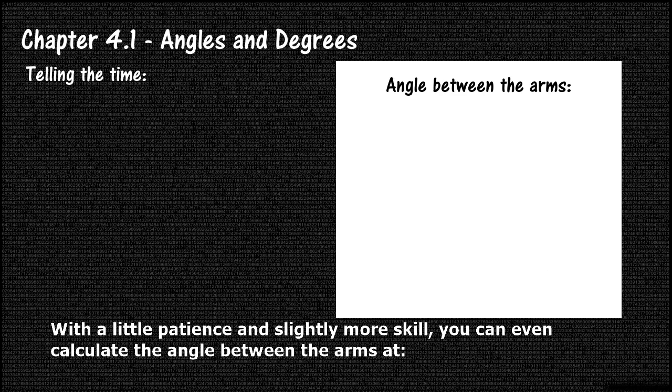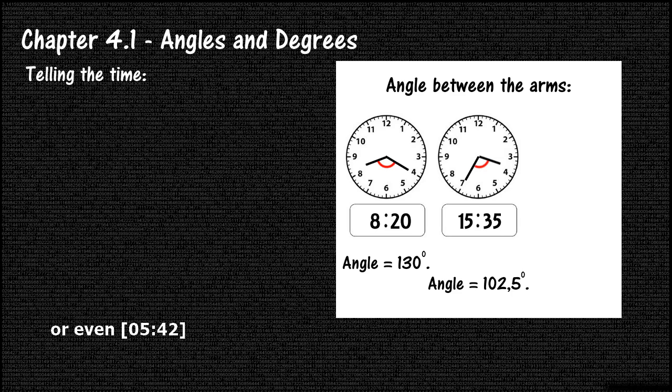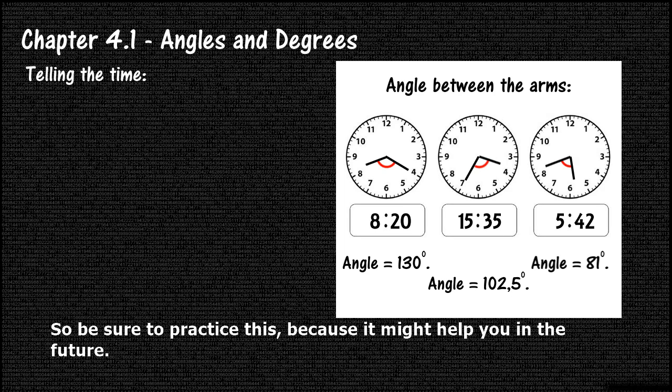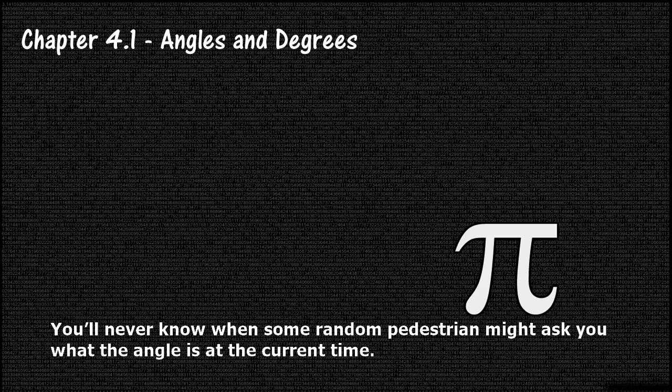We can even take this to the extreme. With a little bit of patience and slightly more skill, you can even calculate the angle between the arms at 8:20, 5:35 or even 5:42. So be sure to practice this because it might help you in the future. You'll never know when some random pedestrian might ask you what the angle is at the current time.